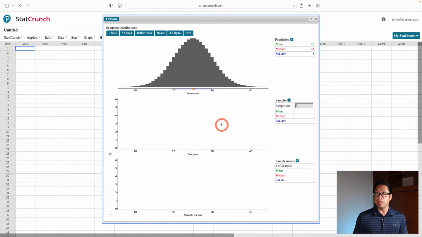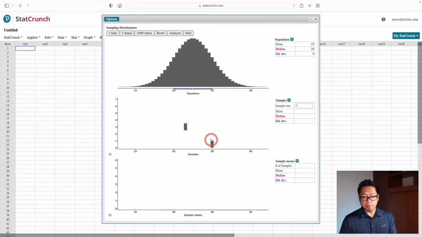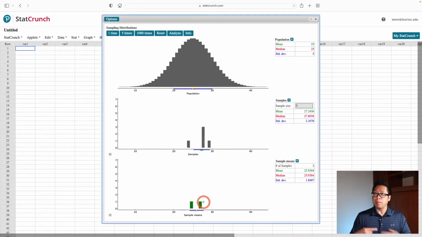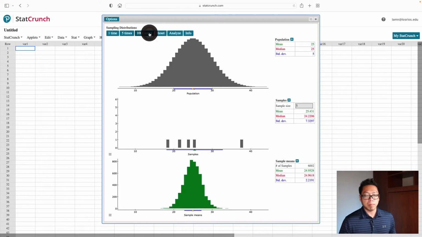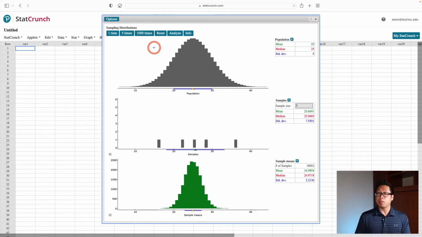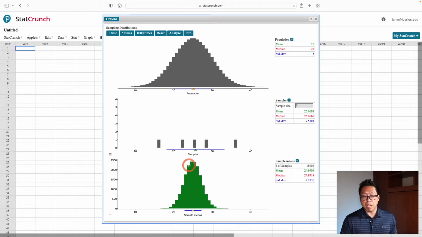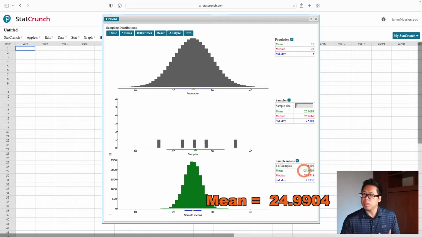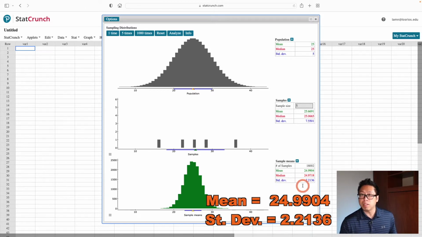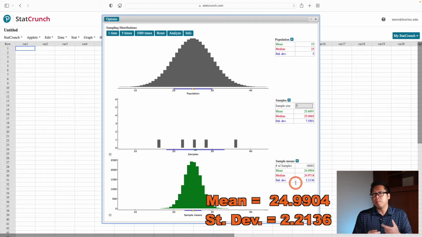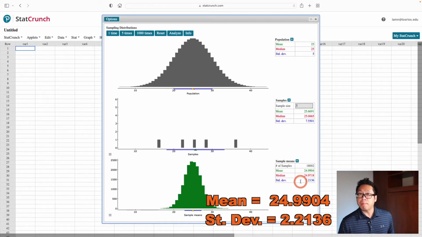So we're picking 5 random people now. Pick 5 random people, find their average age, and then record at the bottom. Pick another 5 random people, find their average age, and record at the bottom. And then repeat this many, many times. Now look at the picture at the bottom. The picture changed. Now this picture looks more narrow. The mean, 24.9904, so still roughly 25, still roughly the same as the original. The standard deviation, 2.2136. So the standard deviation did change significantly. The standard deviation got smaller.